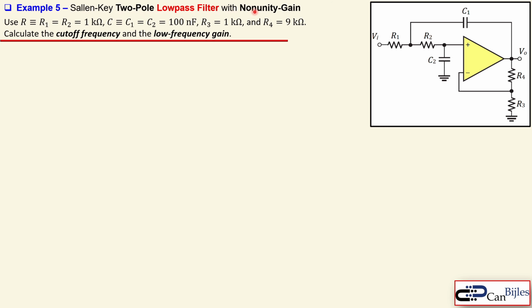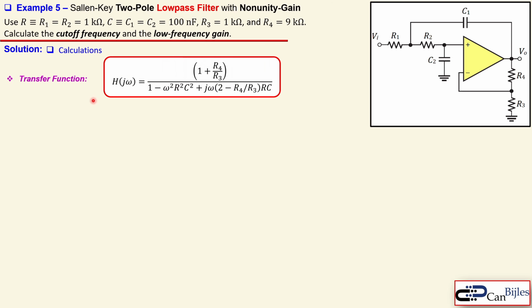low-pass filter again, but now we have non-unity-gain. You see the circuit here as before. Now we have this R4 and R3, which makes the gain larger than 1. Again, we need to calculate the cutoff frequency and our low frequency gain. So we start with the calculations, and again we bring up our transfer function. Low frequency gain is then given by 1 plus R4 over R3, which is also shown here actually from the transfer function by just substituting omega 0.